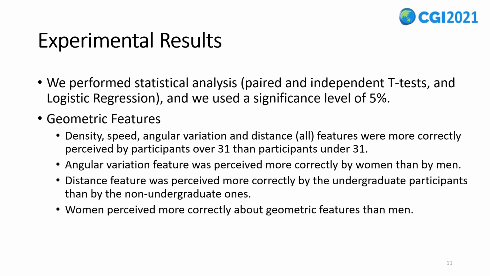Regarding our results, we performed statistical analysis, paired and independent tests, and logistic regression, and we used a significance level of 5%. About geometric features, density, speed, angular variation, distance, all features were more correctly perceived by participants over 31 than participants under 31. The angular variation feature was perceived more correctly by women than by men. The distance feature was perceived more correctly by the undergraduate participants than by the non-undergraduate ones. Women perceive geometric features more correctly than men.